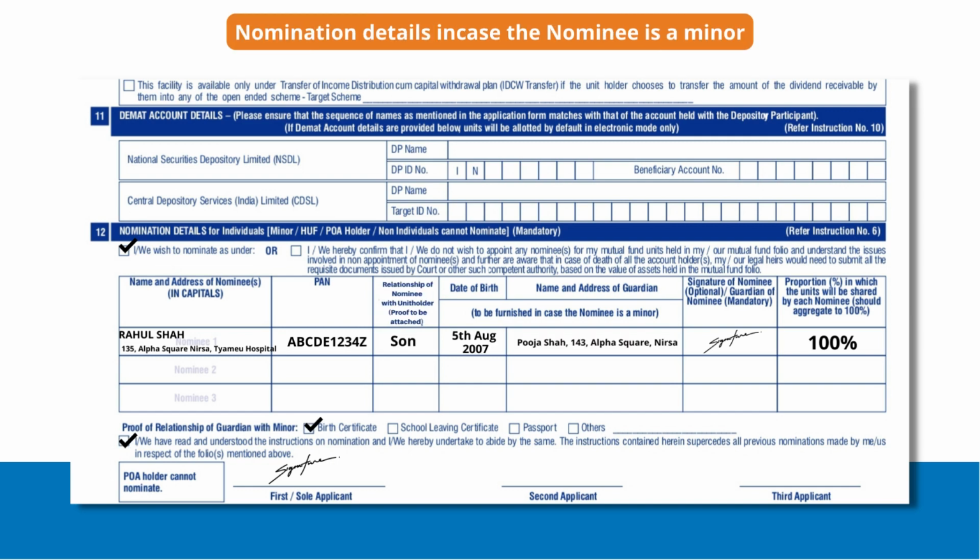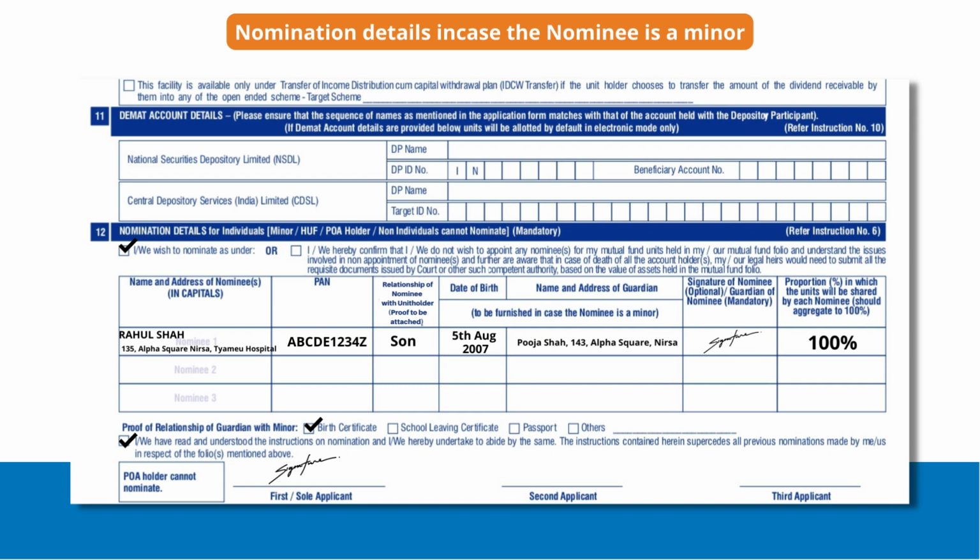If the nominee is not a minor, then in the table, write the name and address of nominees, their PAN number, relationship, and percentage holding if multiple nominees. The applicant also needs to make a signature in the given space. Additionally, tick on the declaration checkbox and signature is mandatory.